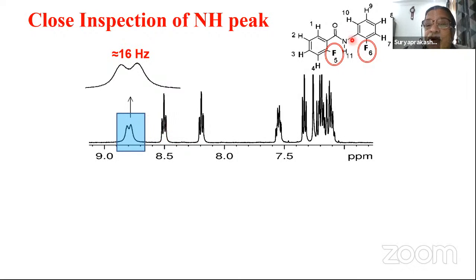So now, with this, after simplification, a very interesting thing I'm going to show you. Now I'm looking at the NH proton here. I was not looking at this so far. Now look at this NH proton in this molecule. This looks like a partially resolved doublet. Fantastic. Why is it a doublet? How can it be?